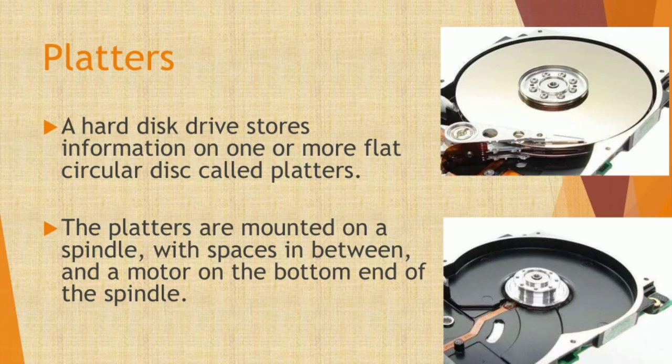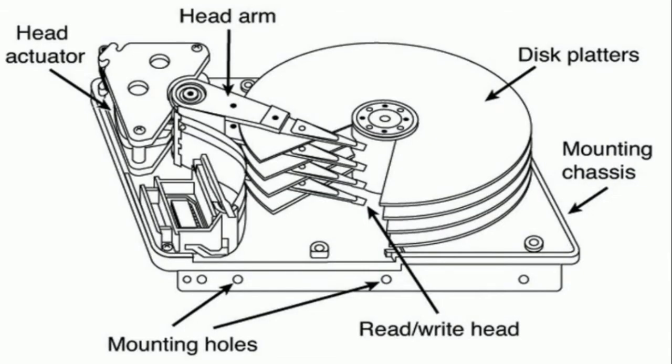The platters are mounted on a spindle with space in between and a motor on the bottom end of the spindle as shown in the bottom figure. The given picture shows the disk platter of a hard disk drive. The platter size, that is diameter, is called the form factor of the hard disk. The platter sizes are 5.12 inch and 3.74 inch.